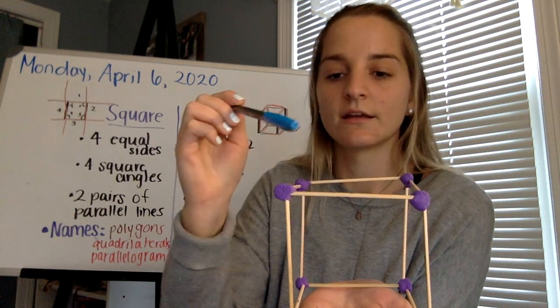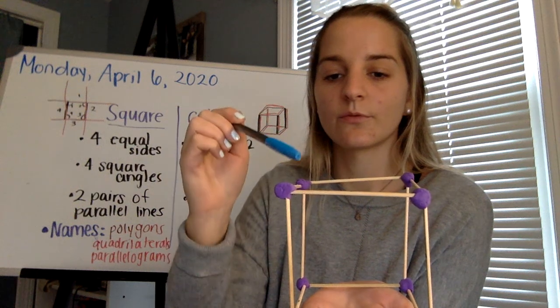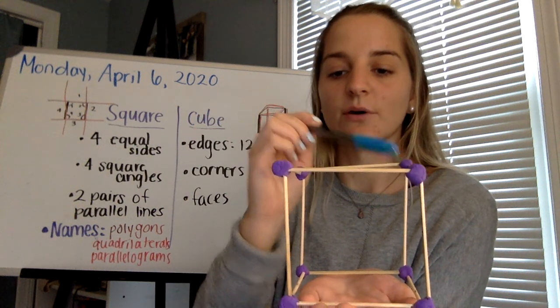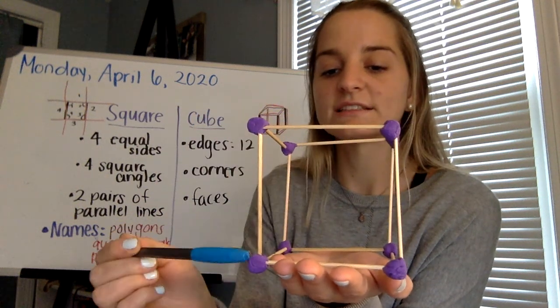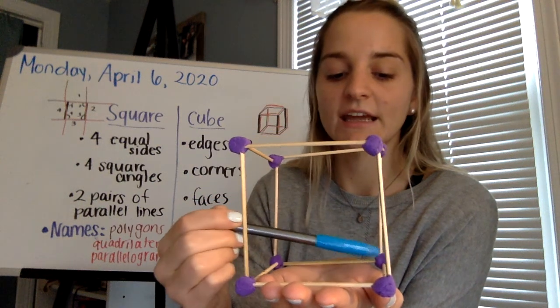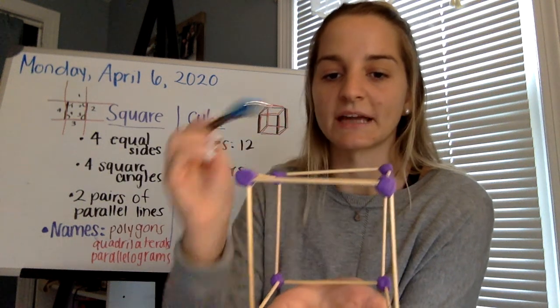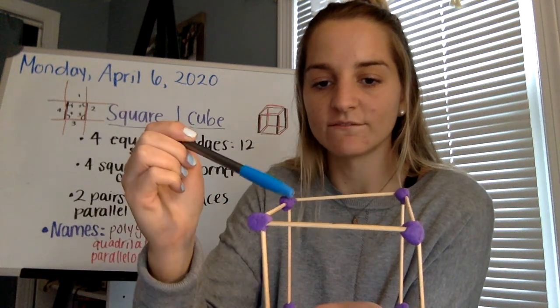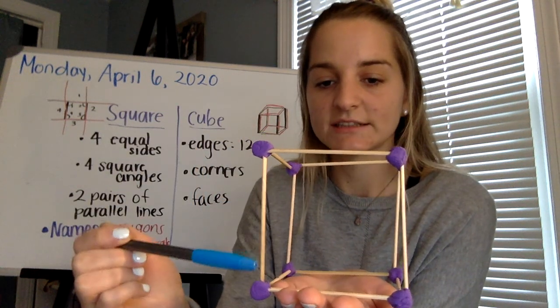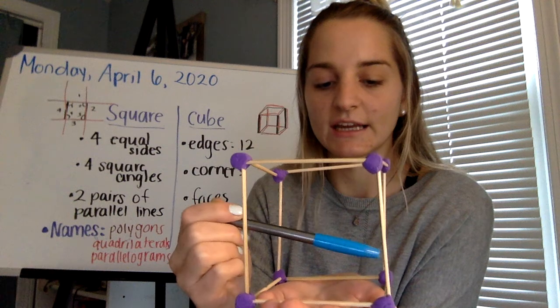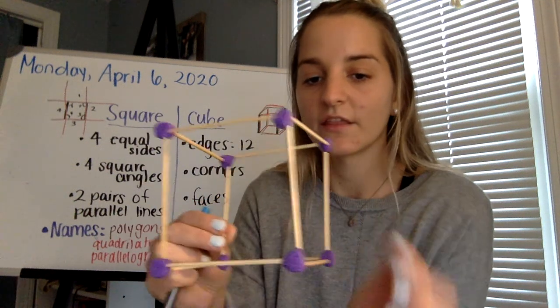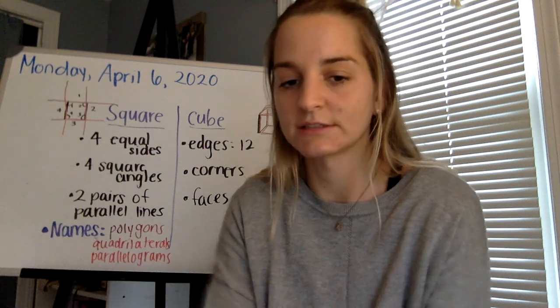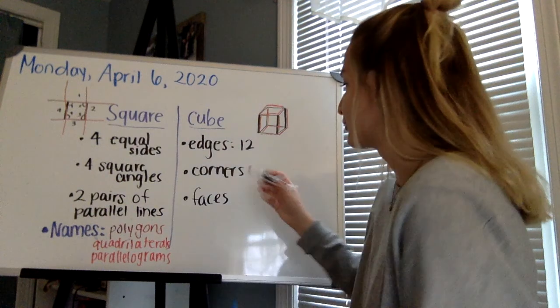1, 2, 3, 4, 5, 6, 7, 8. Let's count them again. 1, 2, 3, 4, 5, 6, 7, 8. Okay? There are 8 corners on a cube.